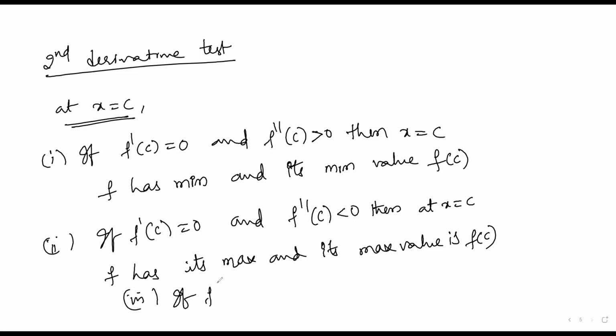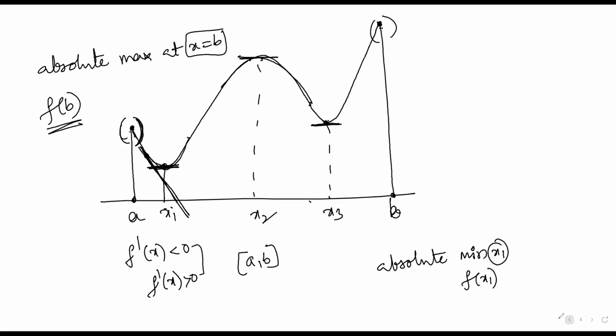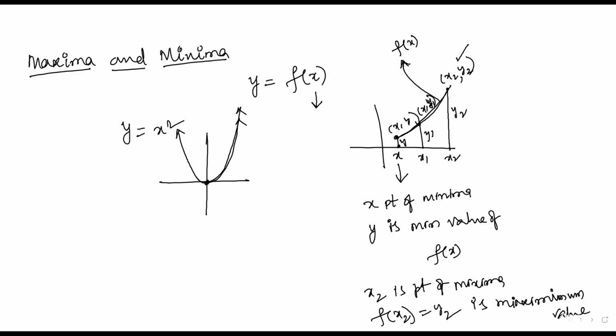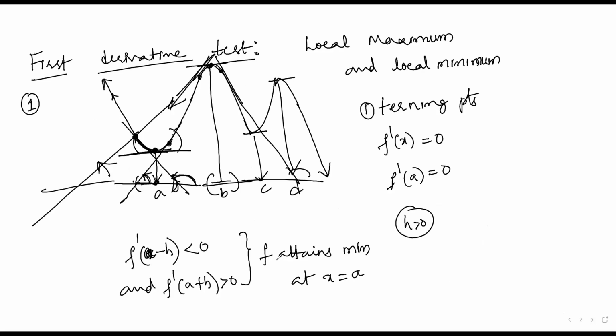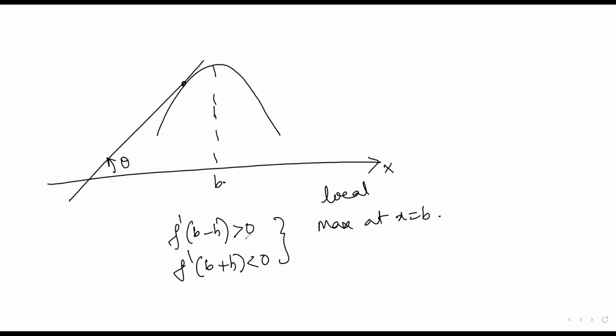Then the third case: if f dash of c is 0 and f double dash of c is also 0, then what happens? Then the test fails. Then what should you do? You have to go to the first derivative test. What is the first derivative test? If f dash is changing from negative to positive, minimum. Positive to negative, maximum.